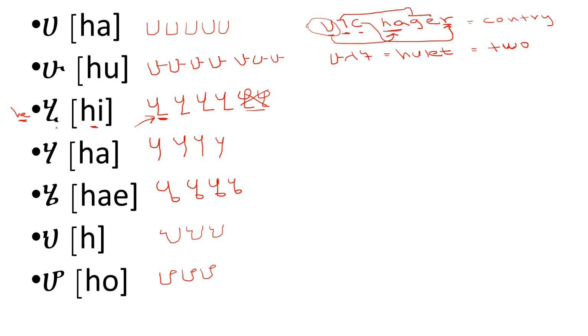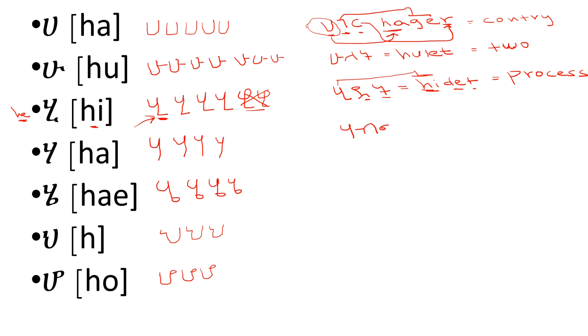For the third one, the example we are going to look at is hidat. Hidat. Here, dat. It means process in Amharic.